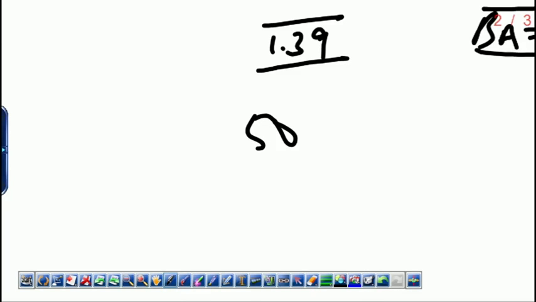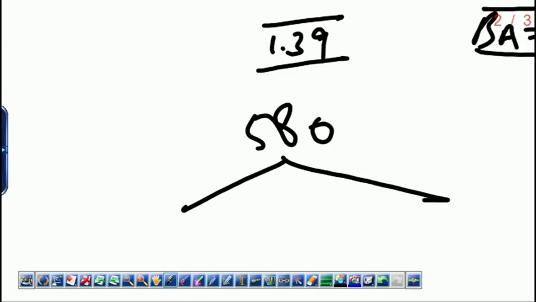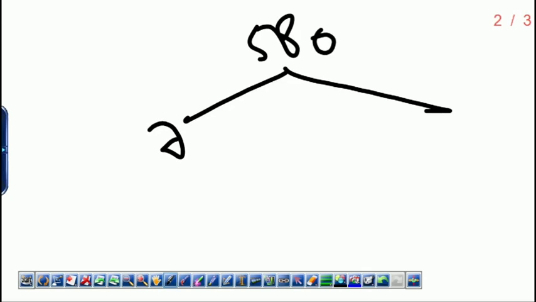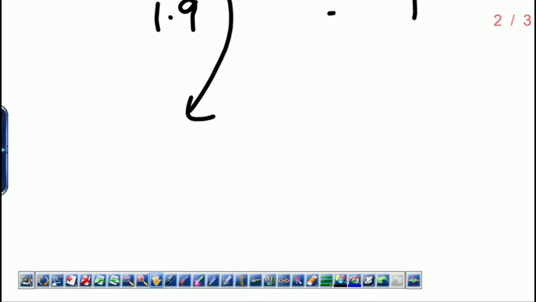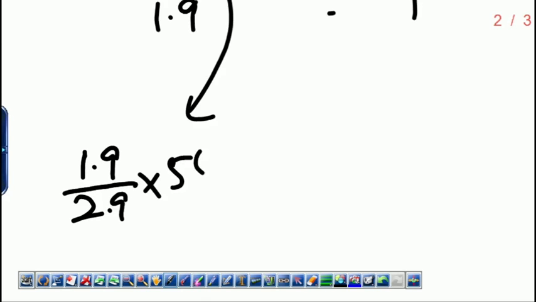If I split 580, debt equity 1.9:1. Now that's very simple. Anybody can do that. So debt will come to 1.9 divided by 2.9 into 580. How much is that coming? 1.9 divided by 2.9 into 580. That's 380. So debt is 380.